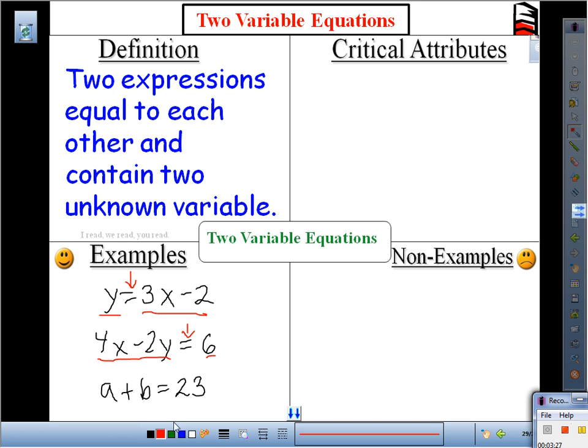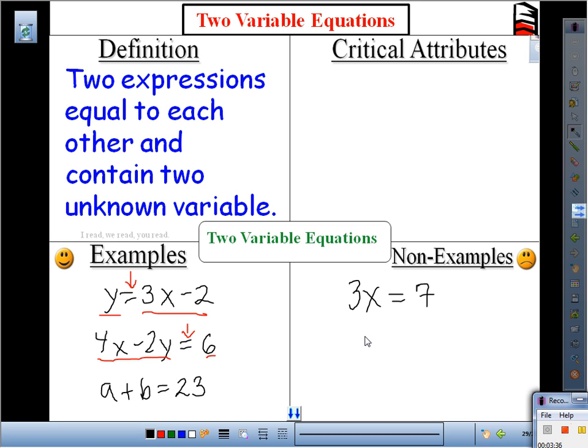All right, let's see, Danica, a non-example. 3x equals 7. Do you agree that's a non-example? Yes. Tell your neighbor the name of this non-example, please. That is correct. One variable equation. Okay.